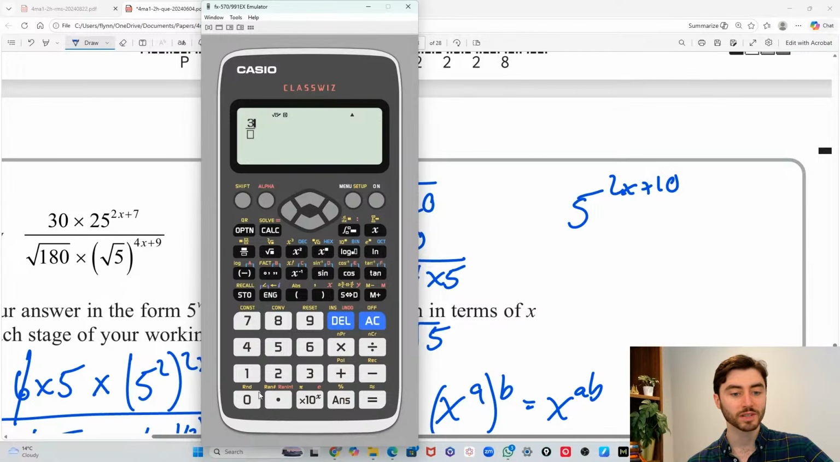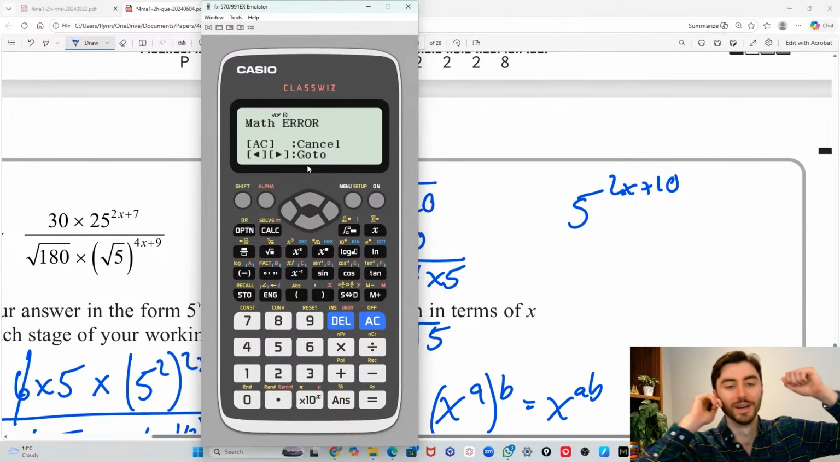But calculator skills, right? It's surprisingly easy to just... This is why I don't like calculators. Okay, so it's 180. All right, let me come out of that to make sure it's times the root of 5 all to the 4 answer plus 9. Subtract off from that 5 to the 2 answer plus 10. Come on, clean 0. Math error.